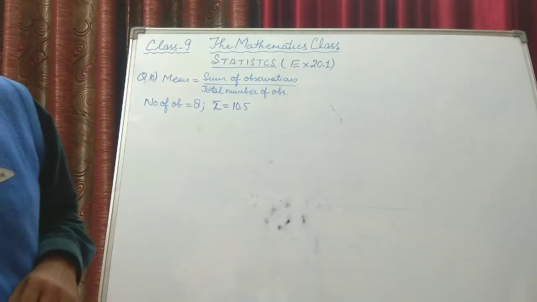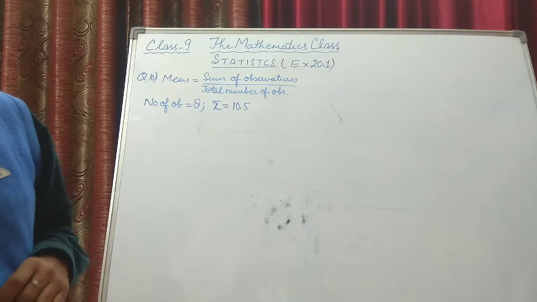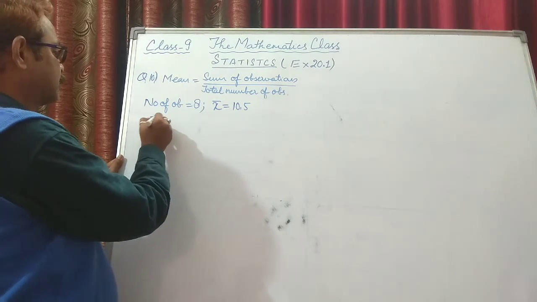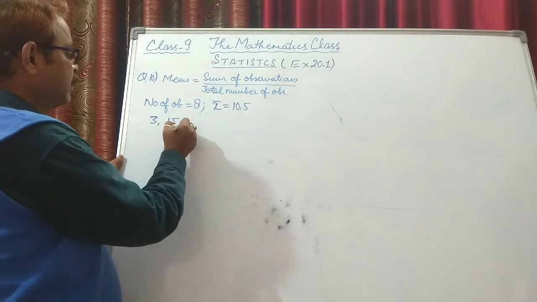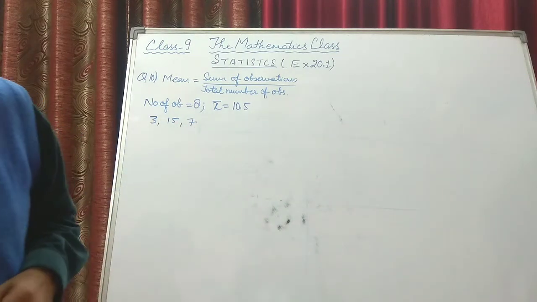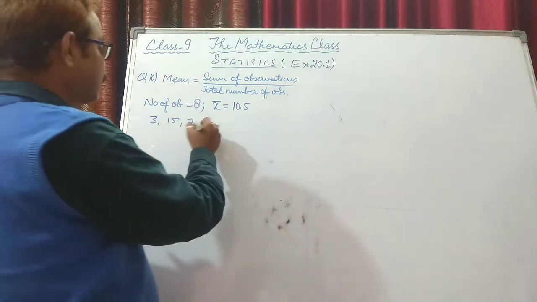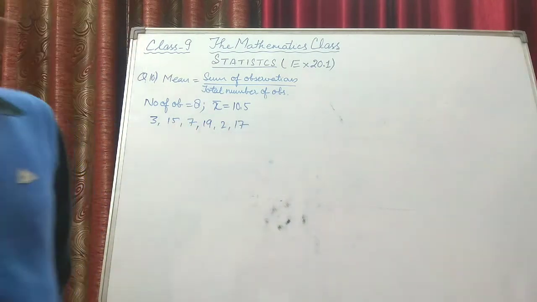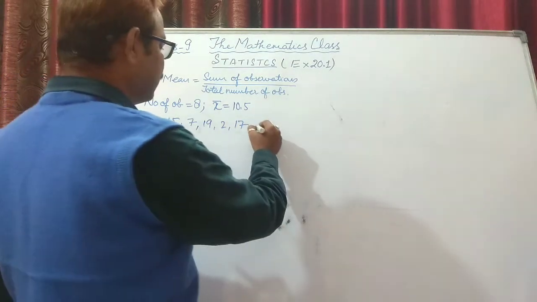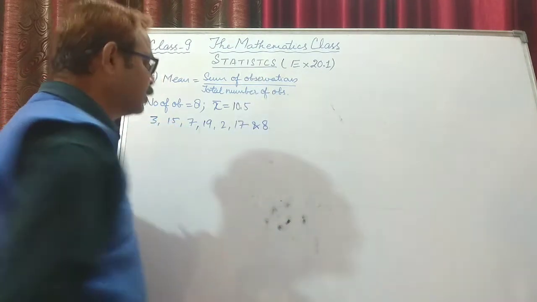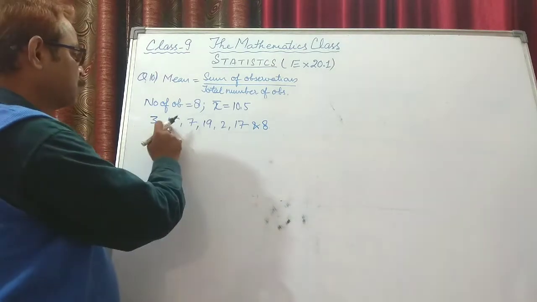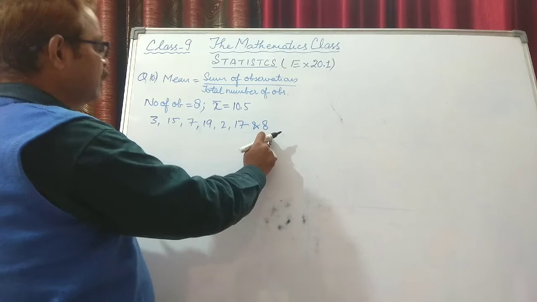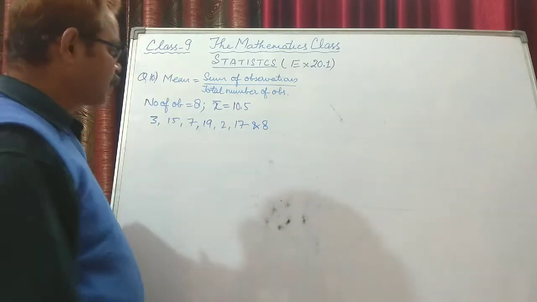And they say that 7 observations are 3, 15, 7, 19, 2, 17 and 8, and you have to find the 8th observation. 1, 2, 3, 4, 5, 6, 7. 7 observations are given. We have to find the 8th observation.